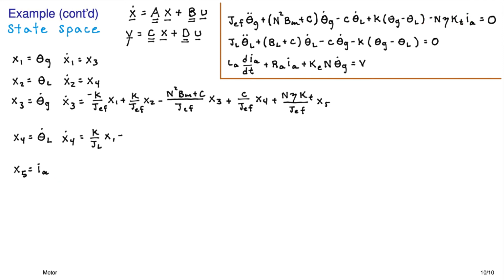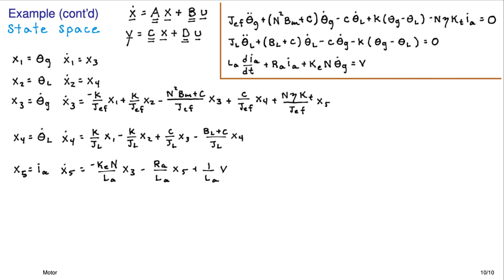Now we do the same thing for the x4 equation. And now I have to use that differential equation. So we're going to see JL in the denominator of a whole bunch of terms. So you can go through that same process I just walked through in the x3 dot equation and get this. And then finally we have our IA equation. And of course we have to use that one.